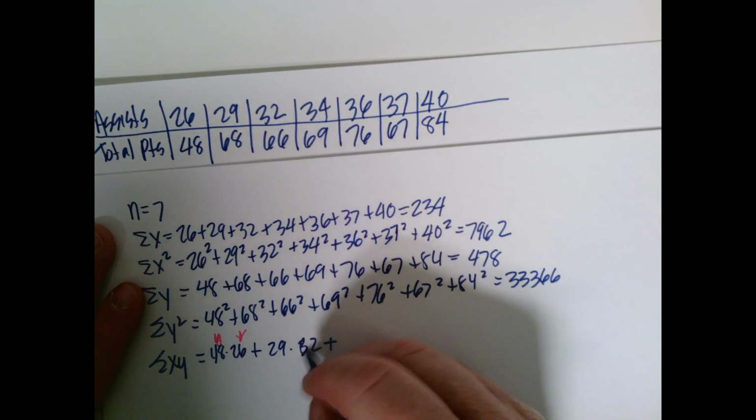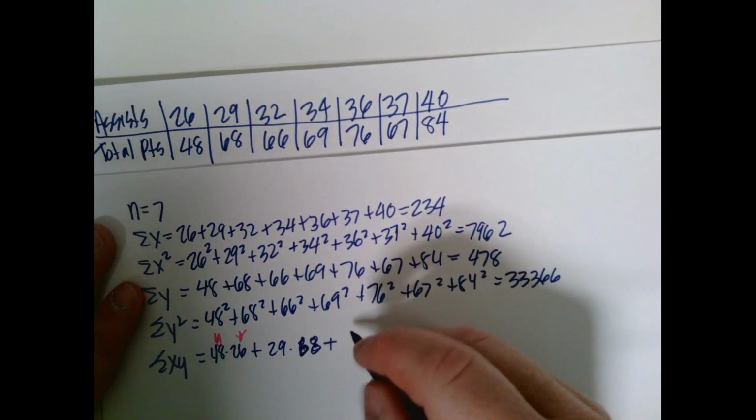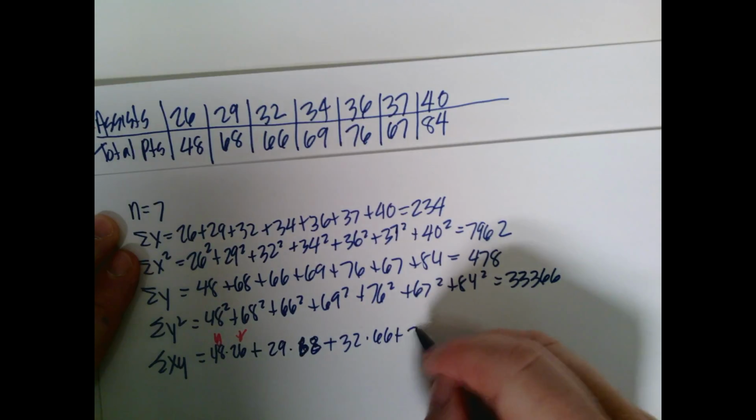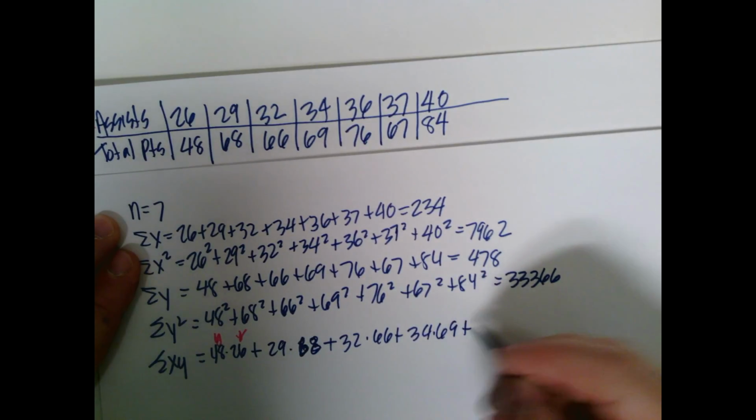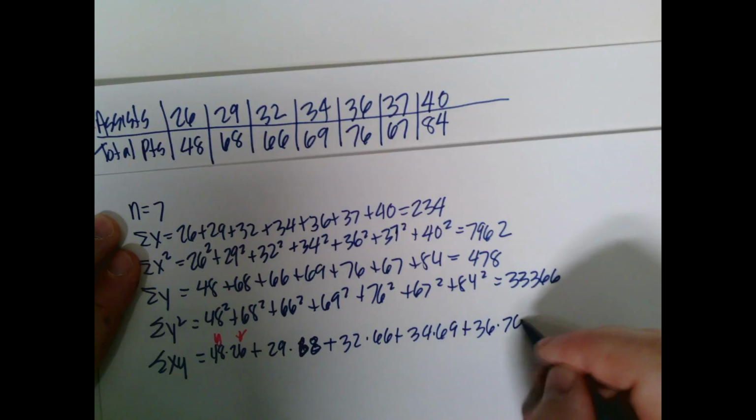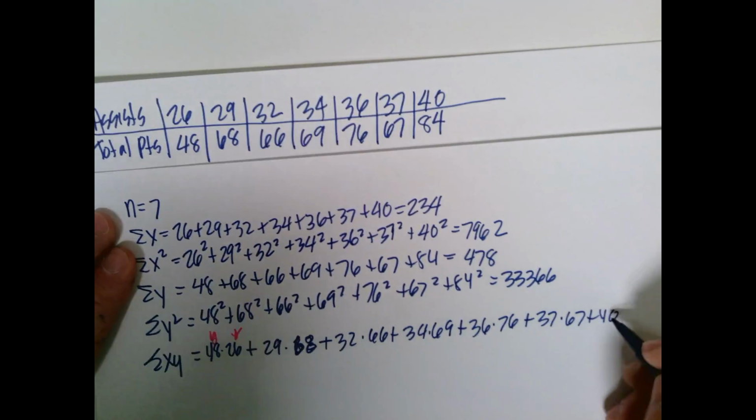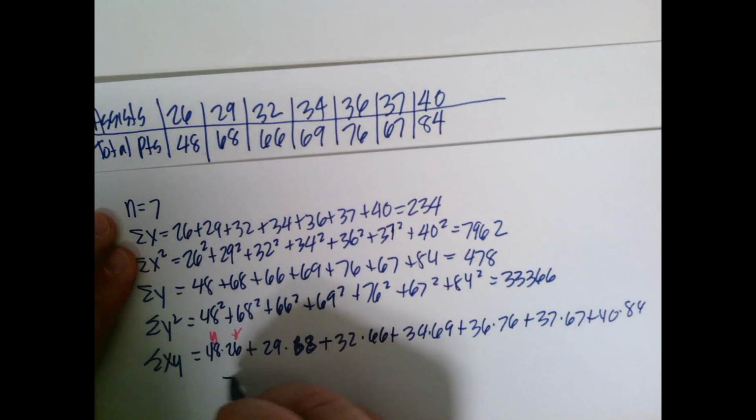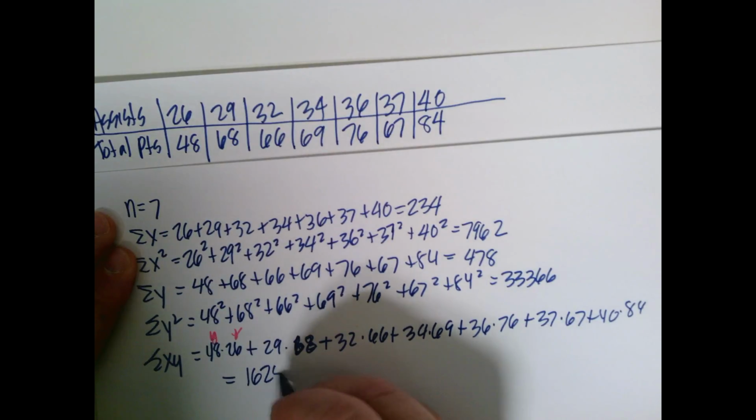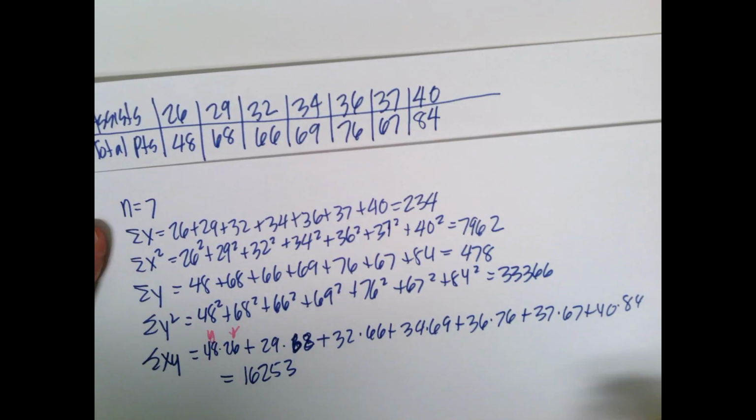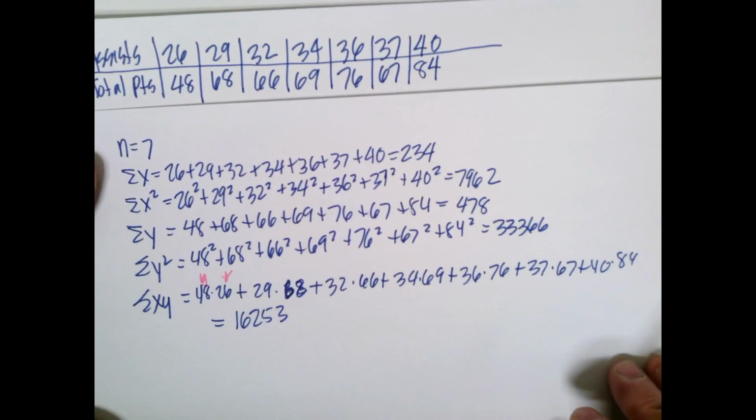29 times 68, and then 32 times 66 plus 34 times 69 plus 36 times 76 plus 37 times 67 plus 40 times 84, which is 16,253. And there we have our 1, 2, 3, 4, 5, 6 numbers that we need to calculate our R.